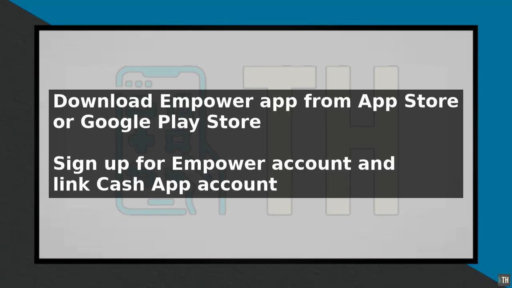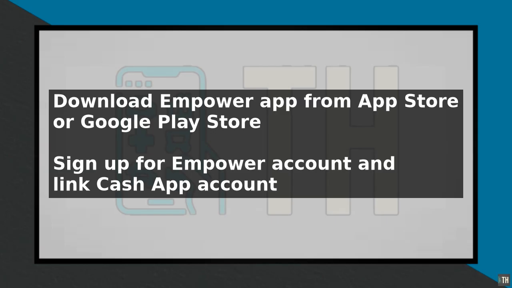To use Empower with Cash App, start by downloading the Empower app from the App Store or Google Play Store. Empower is a mobile banking app that allows you to manage your finances and track your spending. Once you have downloaded the app, sign up for an account and link your Cash App account to Empower.